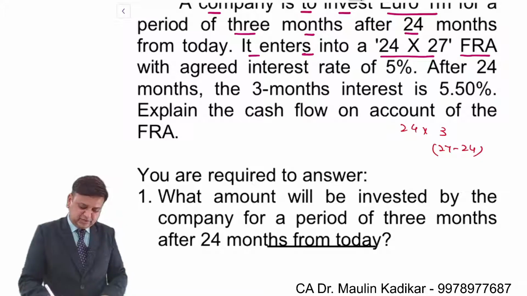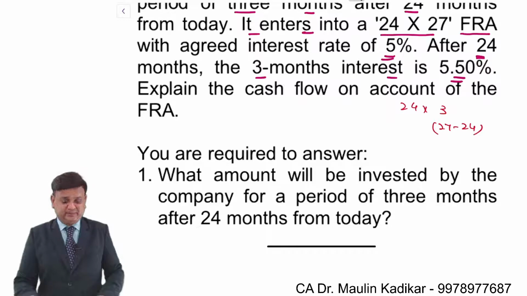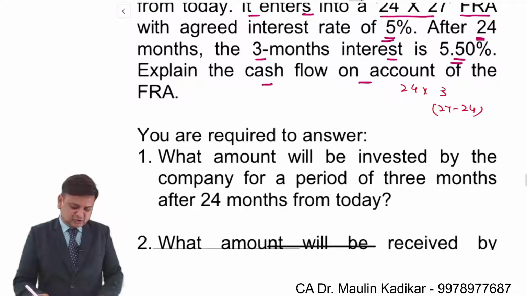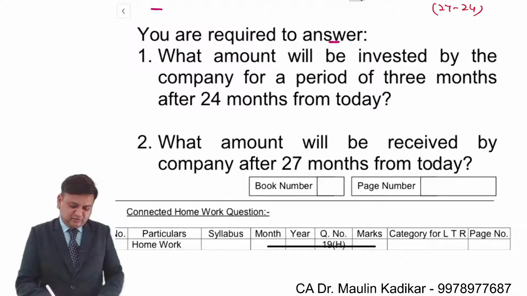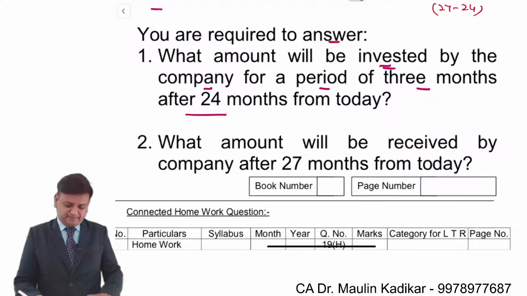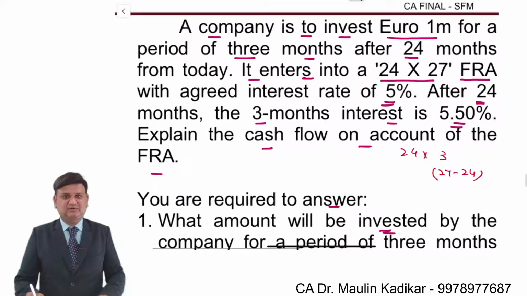With an agreed rate of interest of 5%. After 2 years, the 3 months interest is 5.5%, of course per annum. Explain the cash flow on account of the forward rate agreement. You are required to answer what amount will be invested by the company for a period of 3 months after 24 months from today. What amount will be received by the company after 27 months from today? That is the question. Try to calculate the answers to both questions on your own.